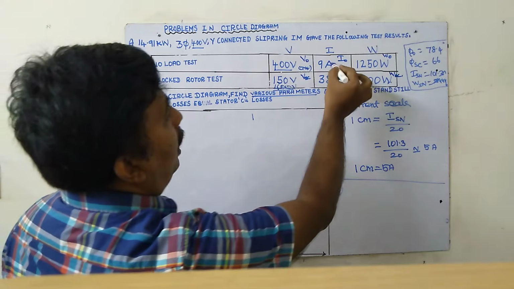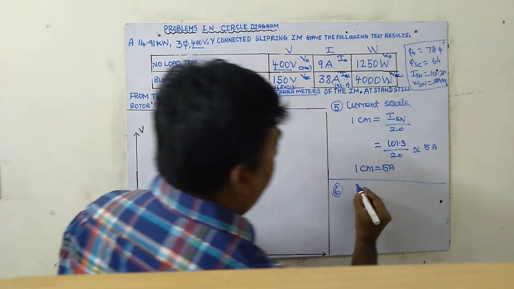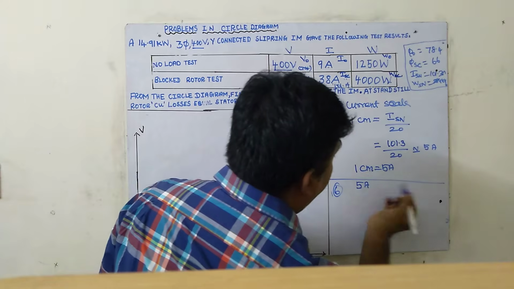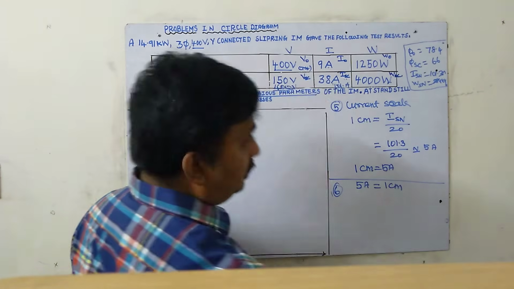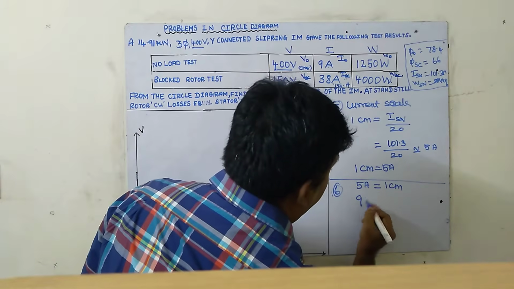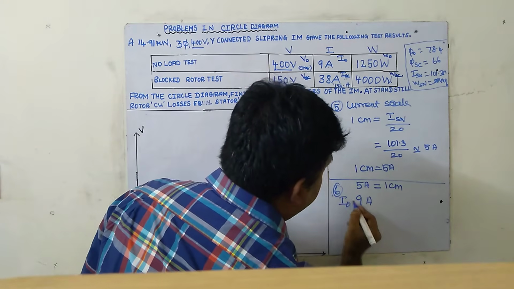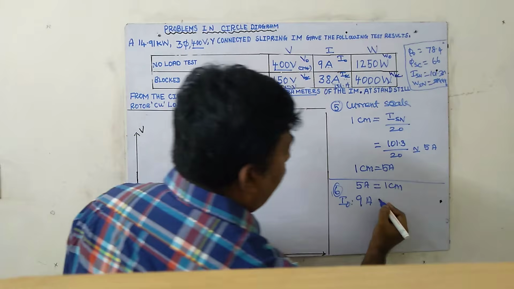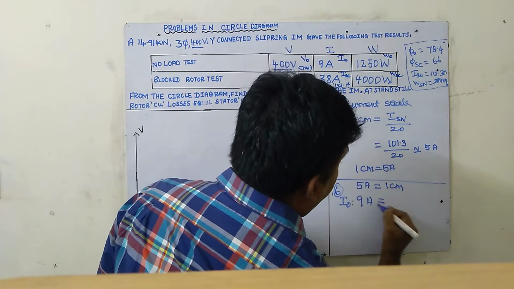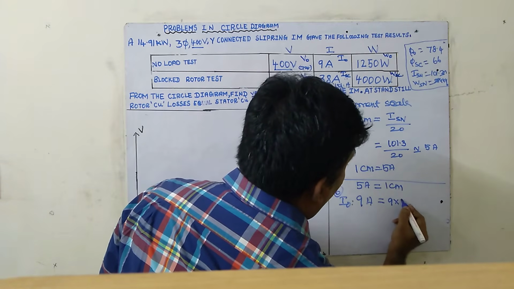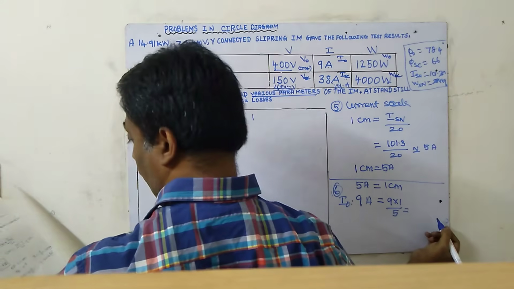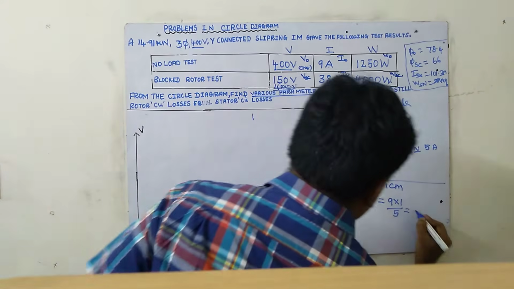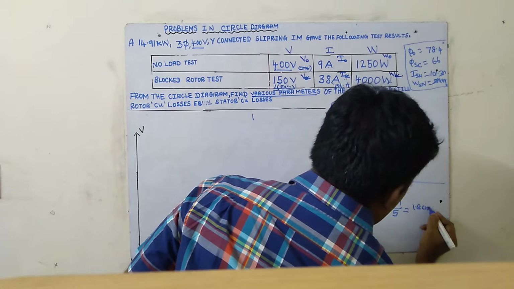We know the I naught value. I naught equal to 9 amps. So 5 amps equal to 1 centimeter, reversely I am writing. What is the value of I naught? I naught is 9 amps. 9 amps equal to how much centimeter? Cross multiply: 9 into 1 divided by 5, equal to 9 divided by 5, which gives 1.8. So 1.8 centimeter.